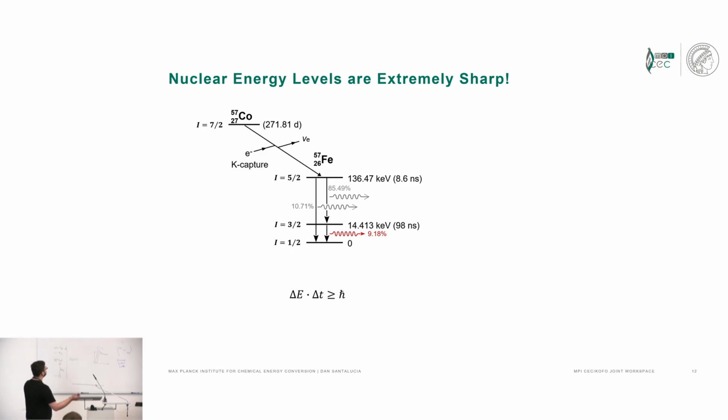Now, let's think about the line width, right? I told you that these nuclear energy levels are extremely sharp. And in order to understand why that is, let's think about energy-time uncertainty, right?